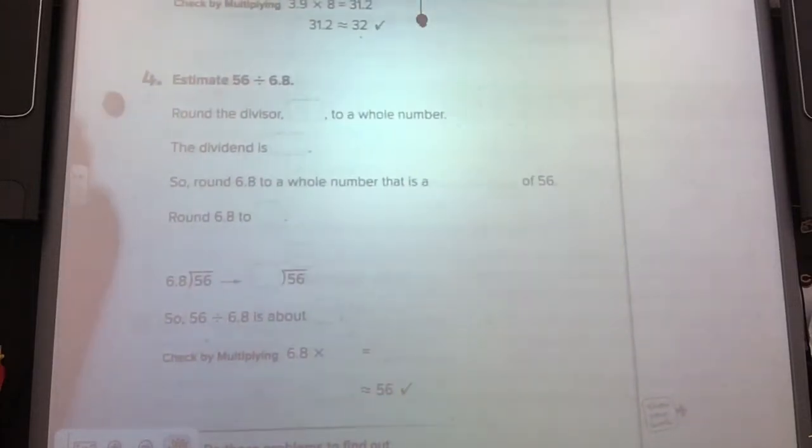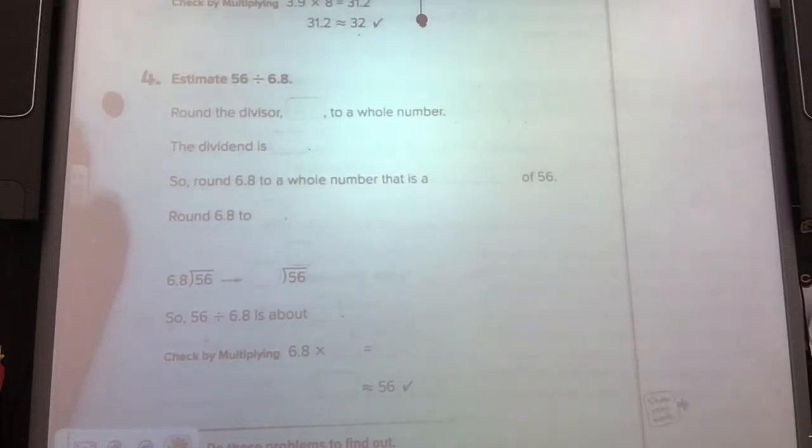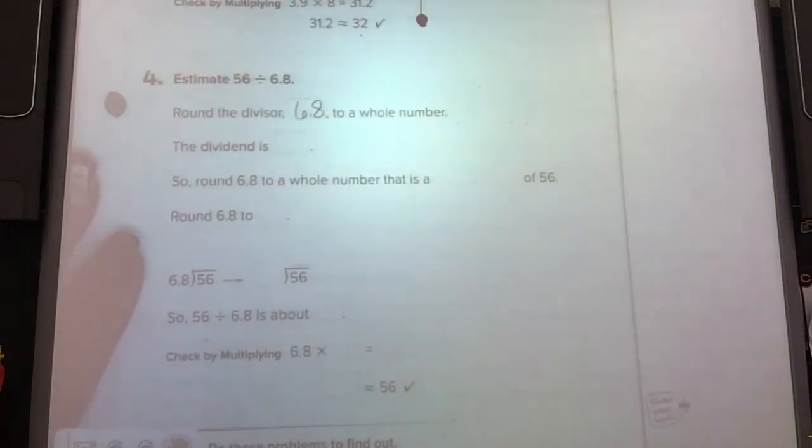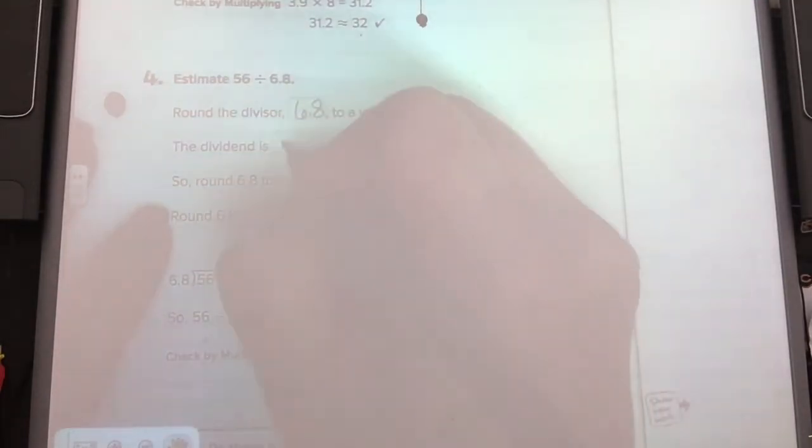Estimate 56 divided by 6.8. Round the divisor 6.8 to a whole number. What are we going to round that to? We're going to round that to 7.